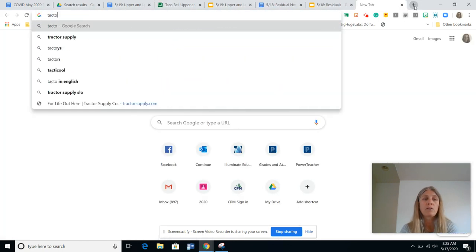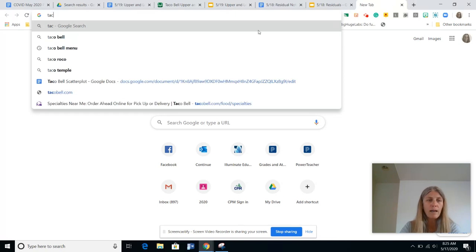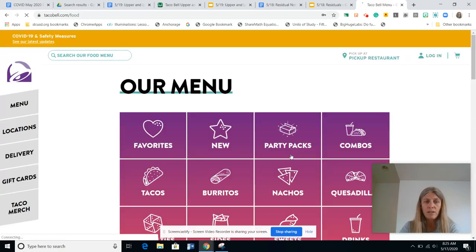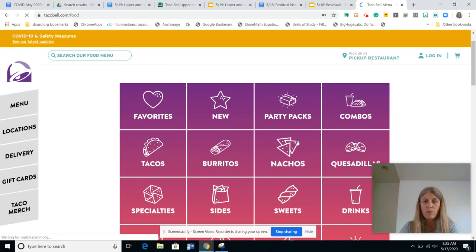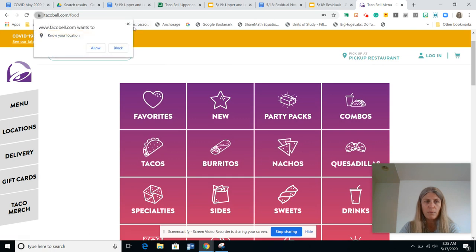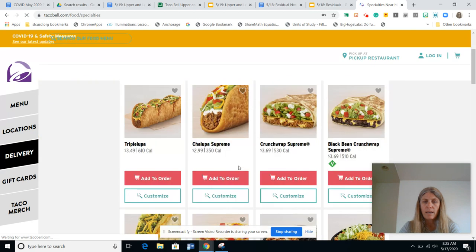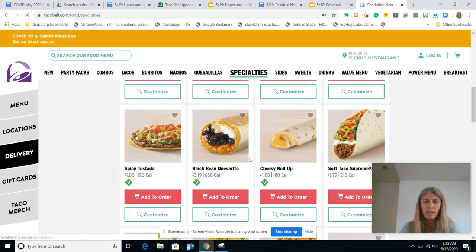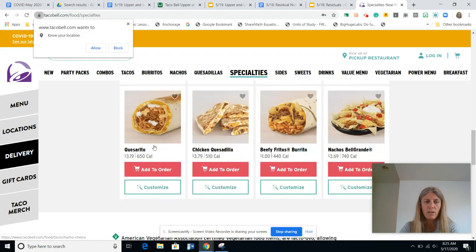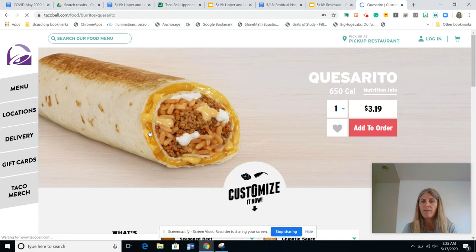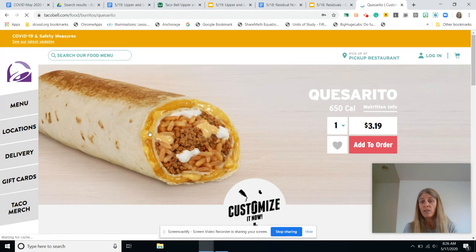Now, if I go to my Taco Bell menu and I take a look and order that online, I can go ahead and find out how much my quesarito will be. I think that this is probably going to be a specialty. And I take a look, and my quesarito right here is $3.19. So it definitely falls in between that range. It looks like a pretty good deal for those number of calories.